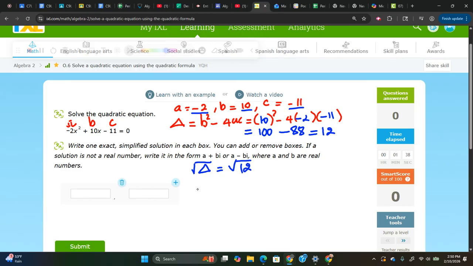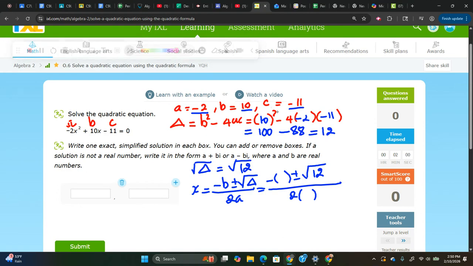Okay, so now apply the formula: negative b plus minus square root of delta over 2a. So I put it in. Square root of delta is the square root of 12, over 2a. Where's the b? The b is right here, that's 10, so I put 10 right here, and then over 2a, a is -2.